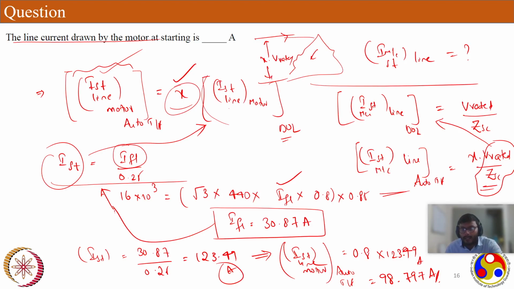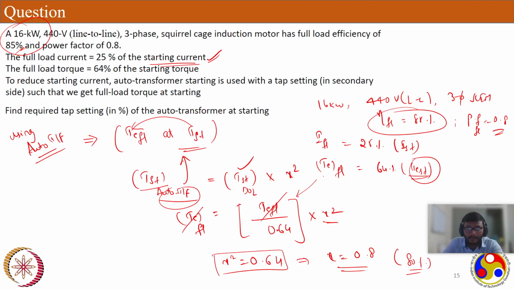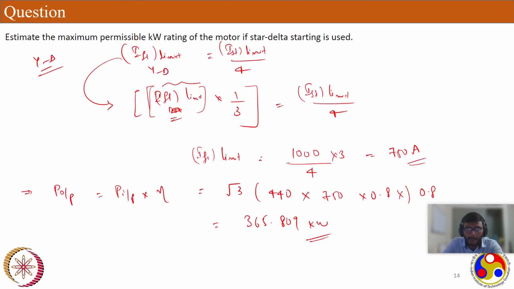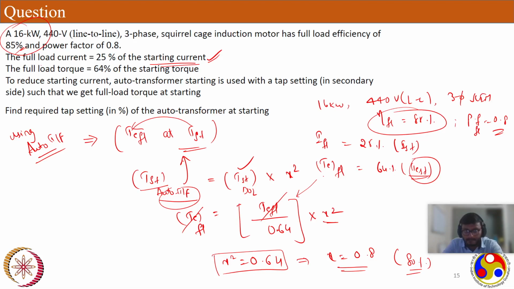Excuse me, can you show the previous problem? Which one? This one? Yes. This is not it. Next one, next one. This one? Find the required tap setting. Okay, okay. Yeah.